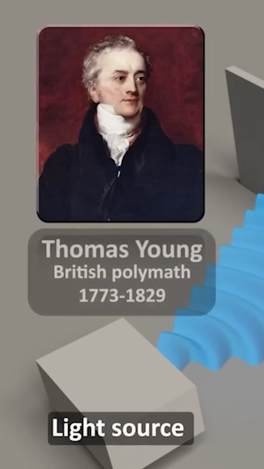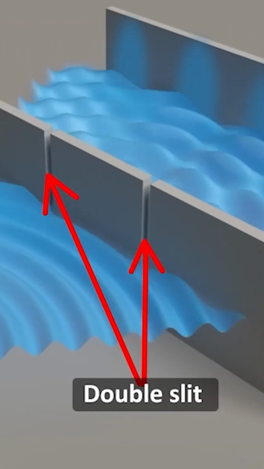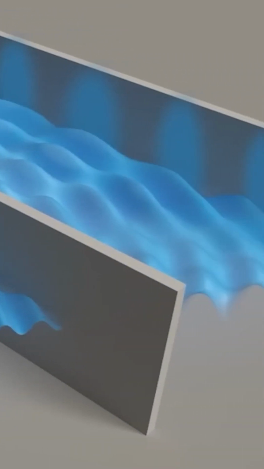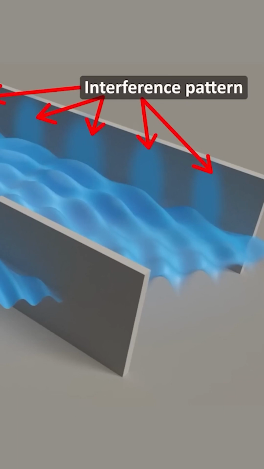About 100 years later, in 1801, Thomas Young's double-slit experiment seemed to show that light must be a wave, because when a beam of light was split through a double slit, the resulting overlapping beams of light created an interference pattern. This phenomenon could only be explained if light was a wave.